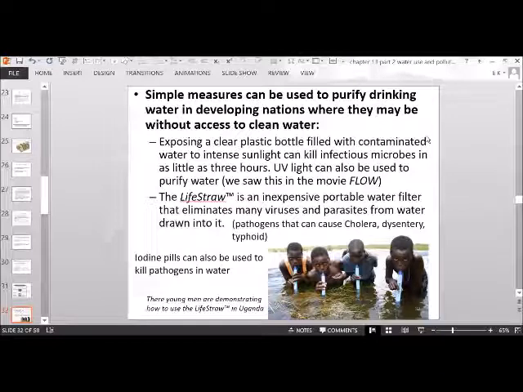Ultraviolet light can also be used to purify water, and that's going to be shown in the movie Flow, which I'll show you a link on Blackboard for that.